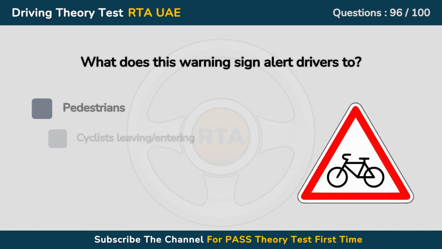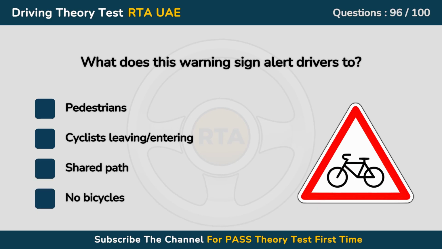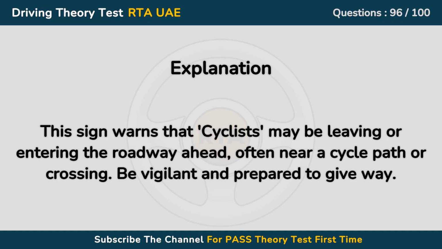Question 96. What does this warning sign alert drivers to? A. Pedestrians. B. Cyclists. C. Shared path. D. No bicycles. Answer is B. Cyclists. This sign warns that cyclists may be leaving or entering the roadway ahead, often near a cycle path or crossing. Be vigilant and prepared to give way.